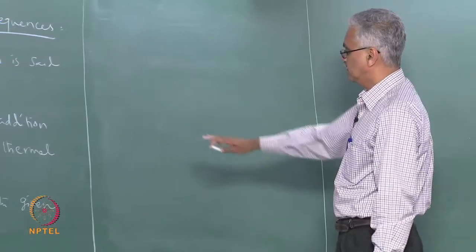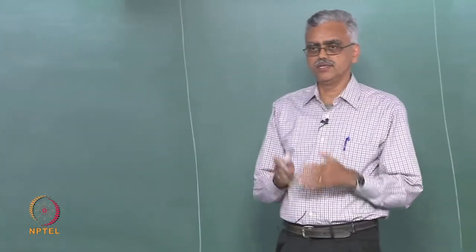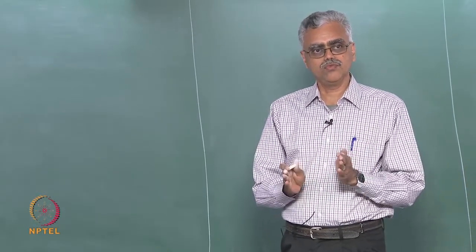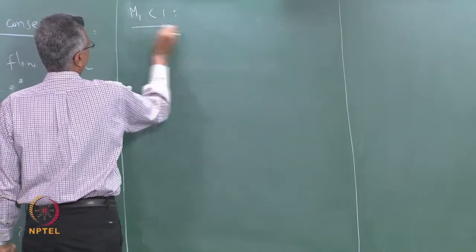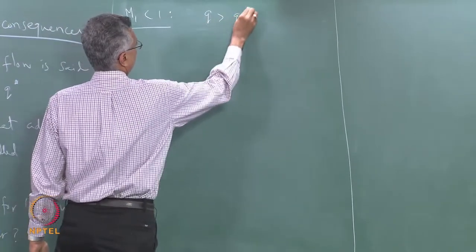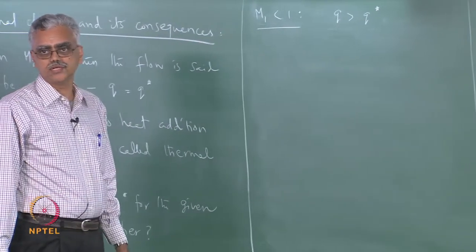Now we will classify or differentiate our answer into two cases, one for the subsonic inlet Mach number and one for the supersonic inlet Mach number. So let us first look at the case when the inlet Mach number is less than 1, the subsonic case, with q greater than q star. Where will the downstream state be? That is a question that we wish to answer.